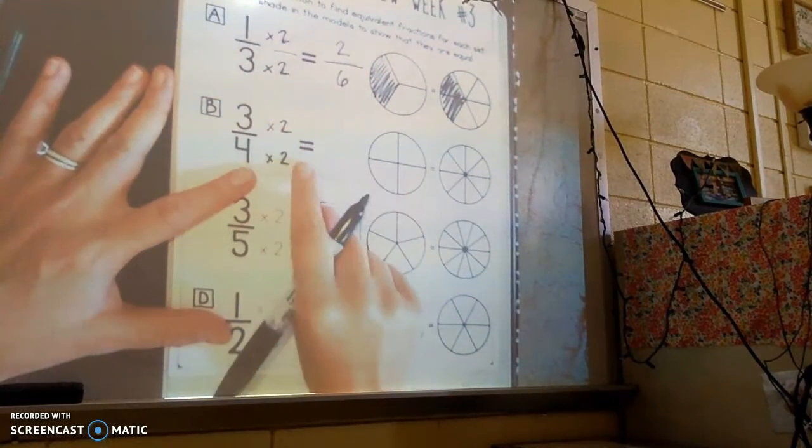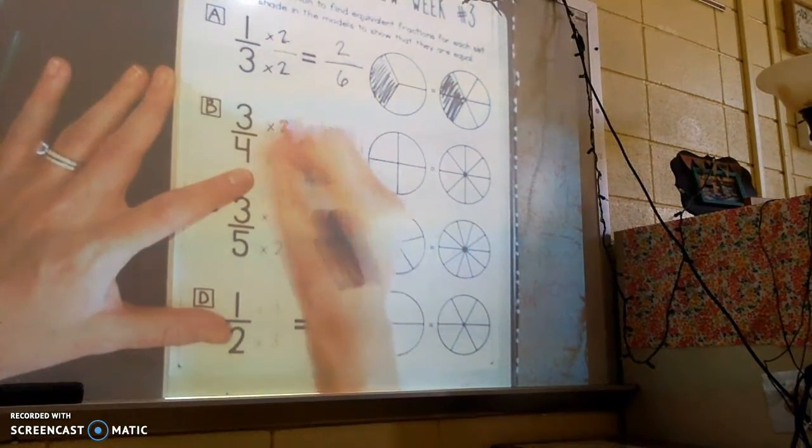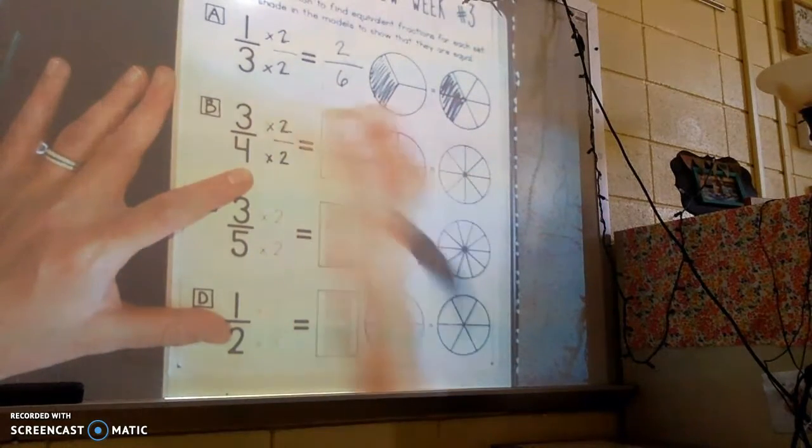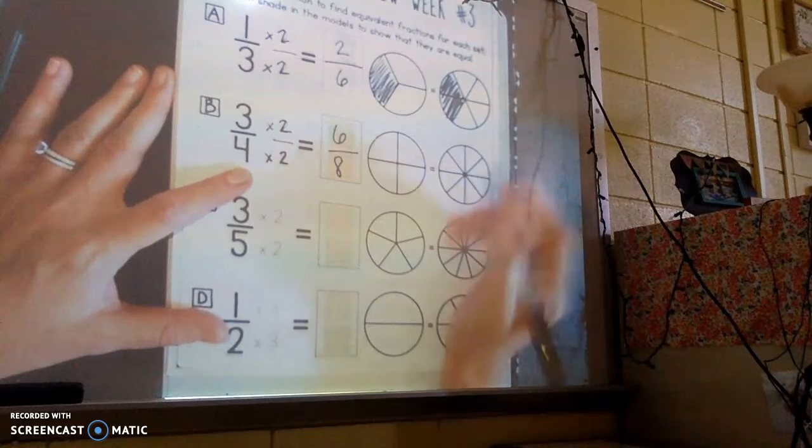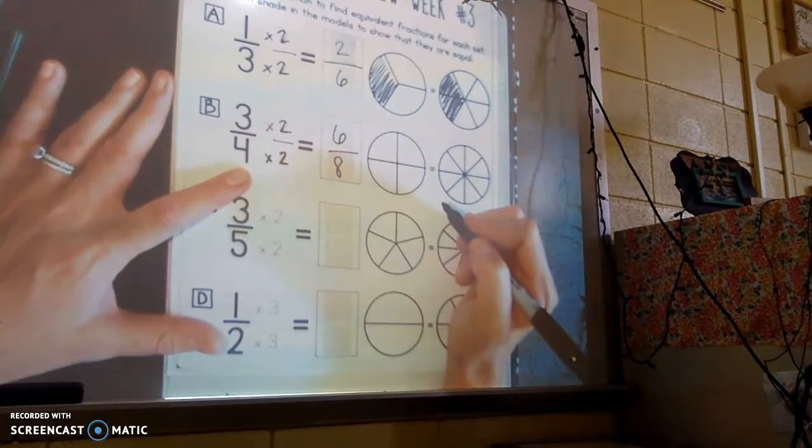Letter B, I'm going to multiply 3/4 times my whole, 2/2. 3 times 2 is 6. 4 times 2 is 8. So my equivalent fraction is 6/8.